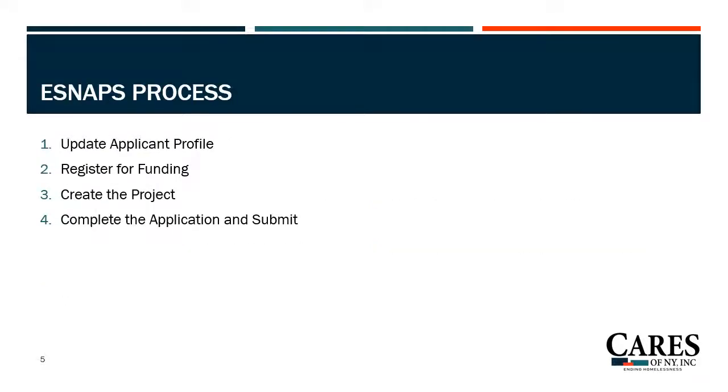In eSnaps, there are 4 parts of submitting a renewal project application. First, you must update your applicant profile. Second, register for funding. Third, create the project. And fourth, complete the application and submit the application.